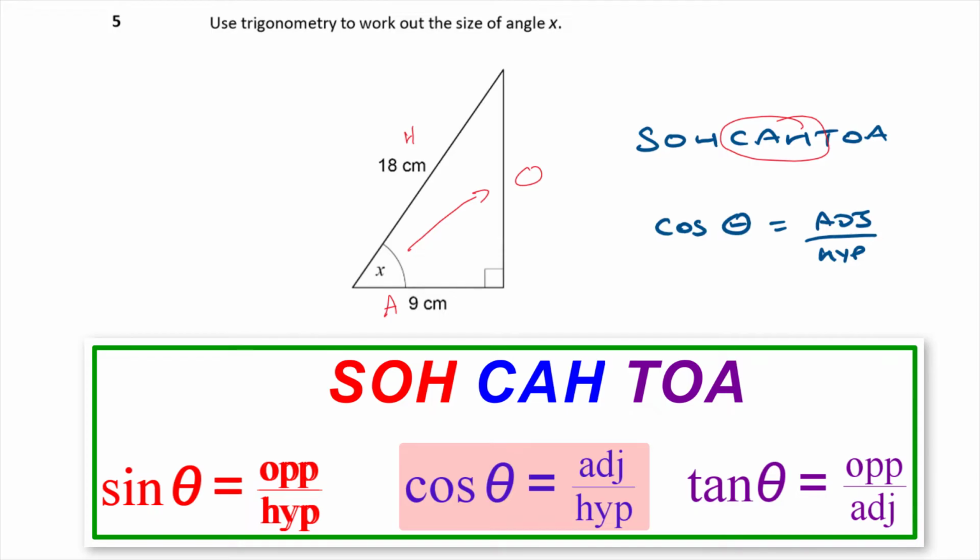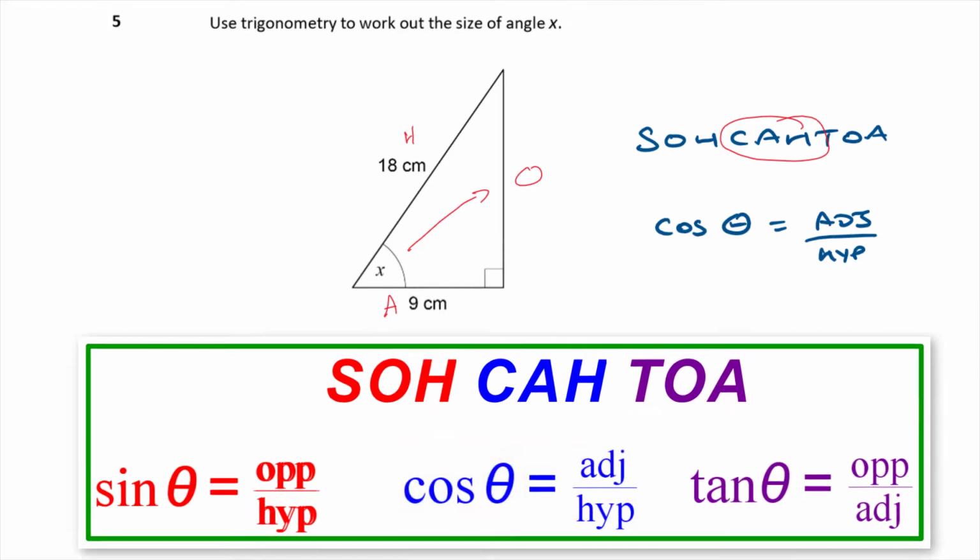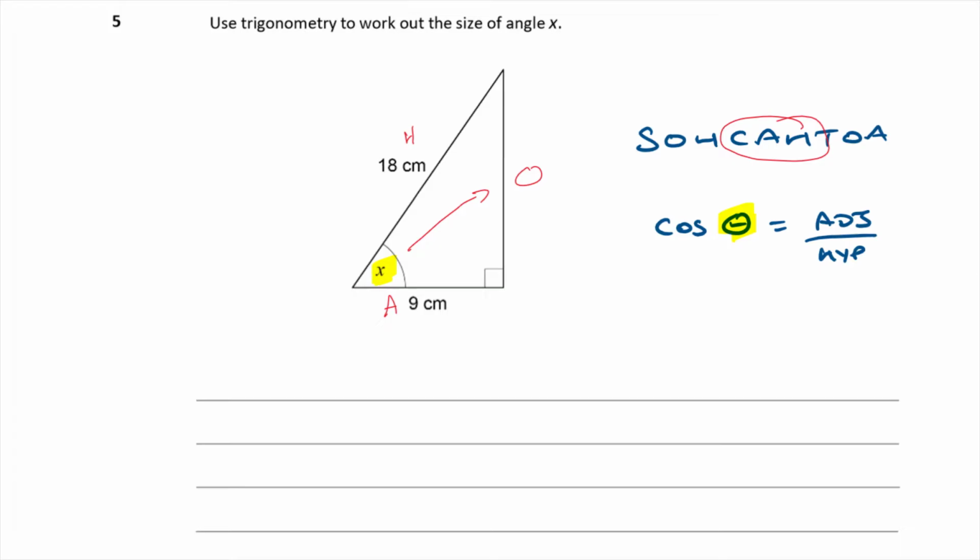And then we're going to sub in the values from our diagram. Theta is the angle, so it's going to be x. So cos x equals, the adjacent is that one there, look, it's 9, and the hypotenuse is that one. It's 18, isn't it? So it's 9 over 18. That's the same thing as a half, isn't it? So we've got cos x equals a half.